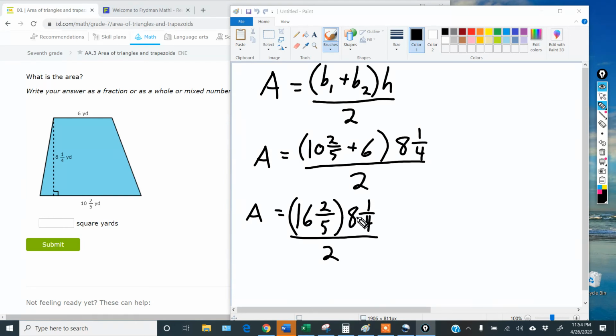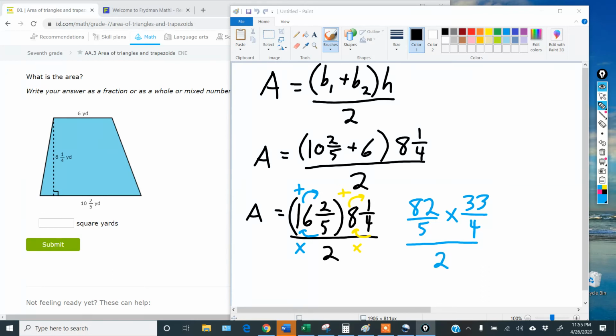We're going to have to turn these into improper fractions first. So we have 5 times 16 and then plus 2. So 5 times 16 is 80. 80 plus 2 is 82. So we're going to get 82 over 5. Don't forget to keep the original denominator. Times, and this one, 4 times 8 is 32. 32 plus 1 is 33. So we're going to get 33 over 4. Again, we're keeping the original denominator. And then after we multiply these two things, we're going to have to divide all of that by 2.